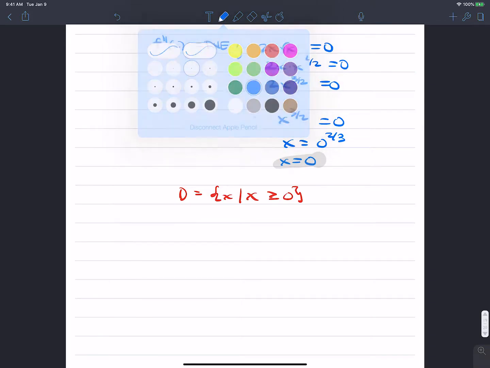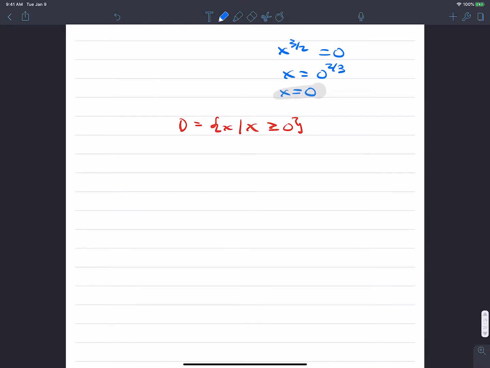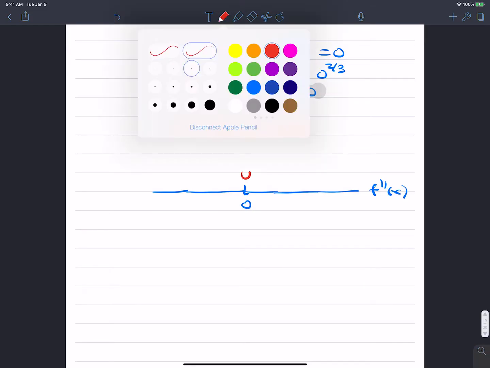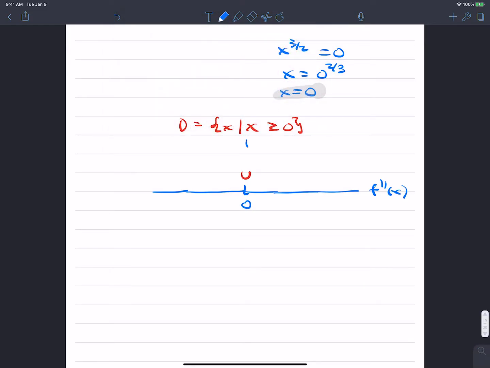So when we go and we finish our sign analysis, we just know at 0 for the second derivative function, the rational function was undefined. That creates region 1, region 2. However, we don't care about region 1 because our domain again is what? Greater than or equal to 0.